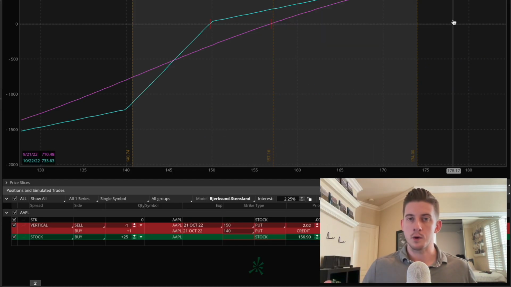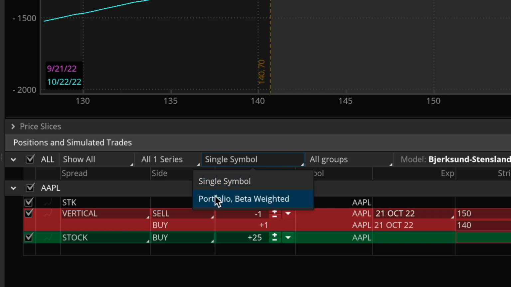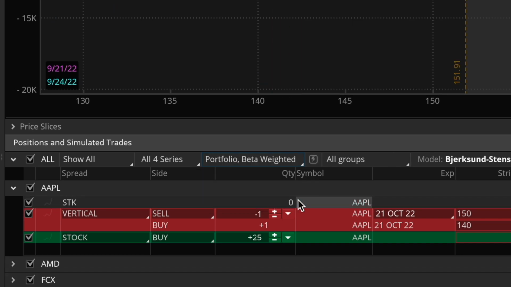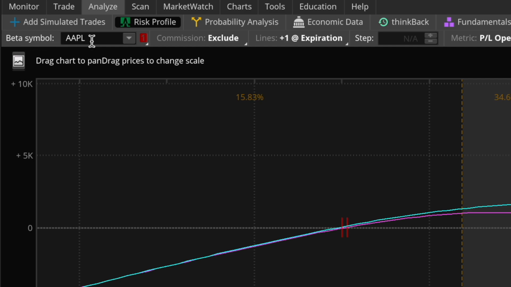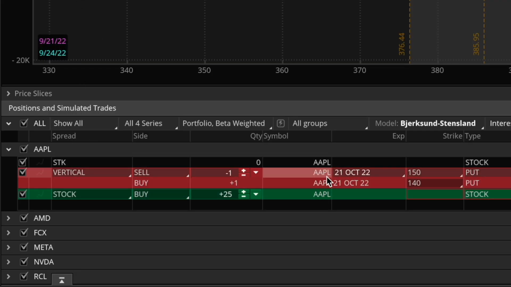And so up to this point, I've shown you pretty much most of what you can do with one particular position, but also, as I mentioned, you can look at this possible trade and how it's going to impact your entire portfolio as well. And so now I'm going to come down here and click on single symbol, which is what it should be set to by default, and then go to portfolio beta weighted. And then lastly, at the top left here for your beta symbol, I typically choose a major market ETF like SPY. And then at the bottom, we can see again my Apple trades, the put credit spread, and the 25 shares of stock.